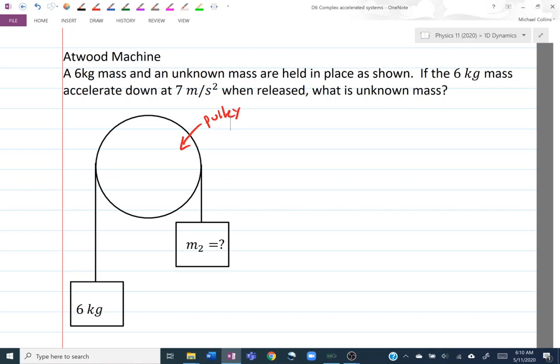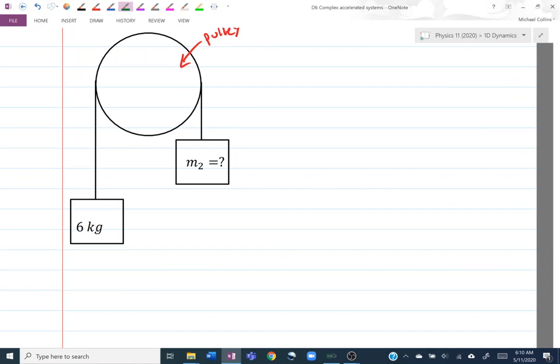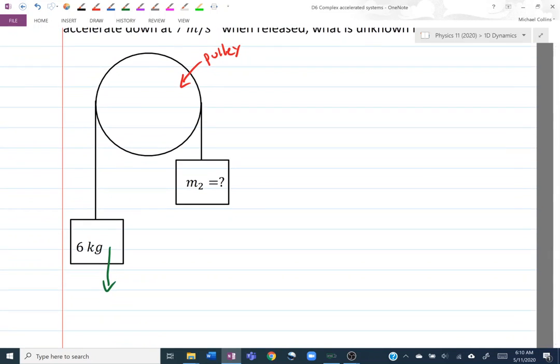In this case, we have a 6 kilogram mass and an unknown mass being held in place as shown. If the 6 kilogram mass accelerates down at 7 meters per second squared when it's released, what is the unknown mass? So this little 6 kilogram mass here will be accelerating downward at 7 meters per second squared.